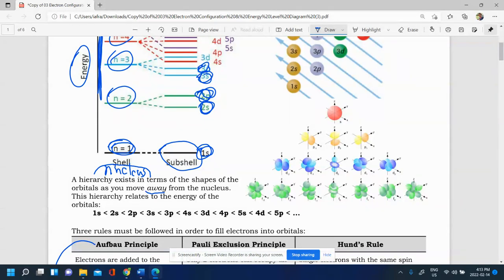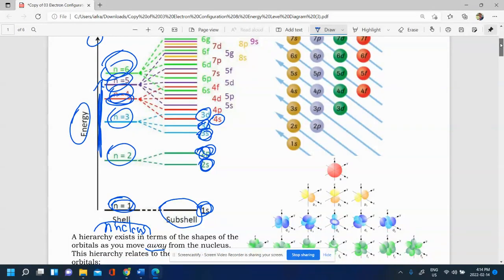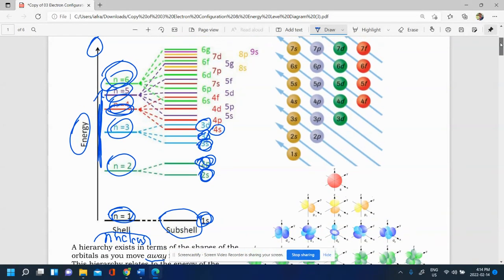You would think you would go to the 3d next, but you don't. You actually go to the 4s, because even though the 4s is higher in terms of shell or energy level, the 4s is still lower in energy than the 3d. That relates to the repulsive and attractive forces between electrons and the nuclei and all the electrons you have there. But it's something that you just need to remember for now: the 4s is lower in energy than the 3d.